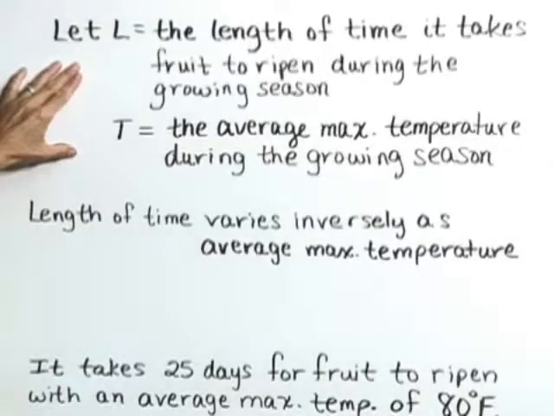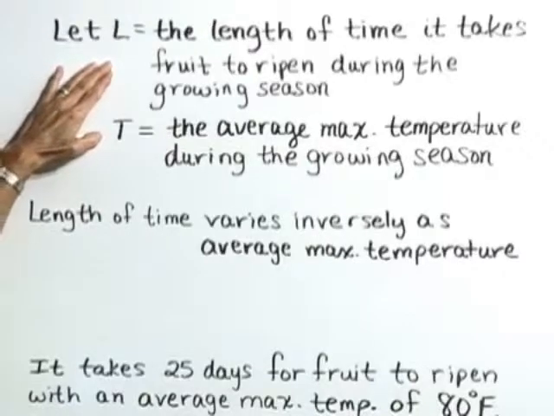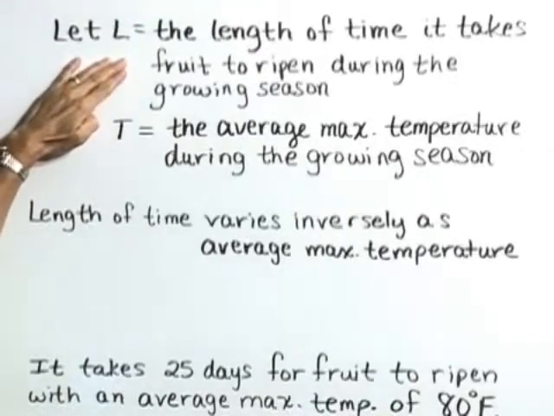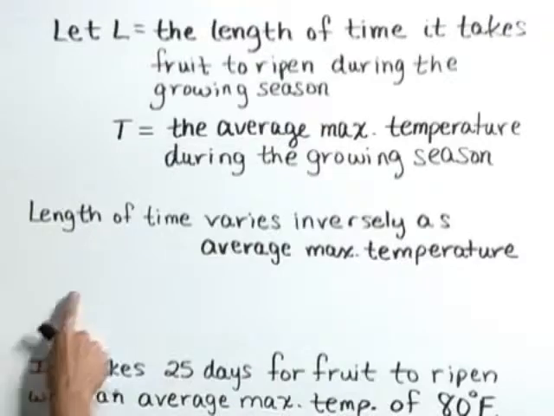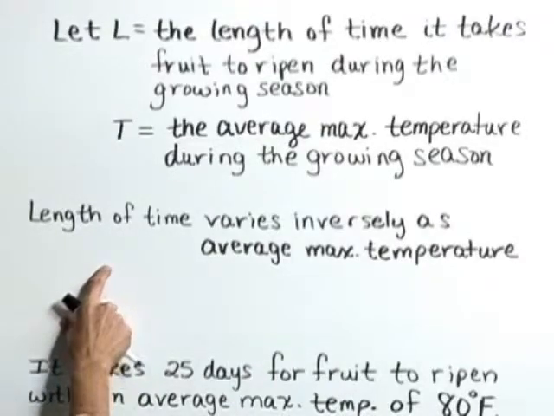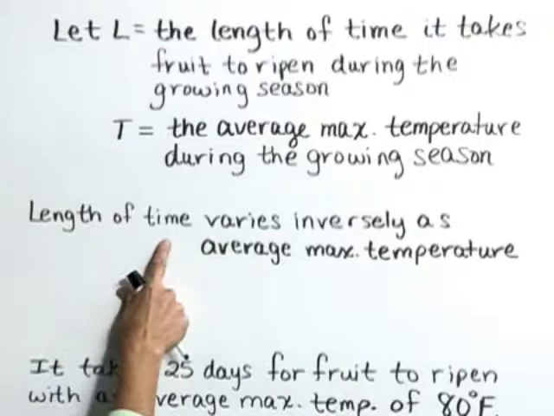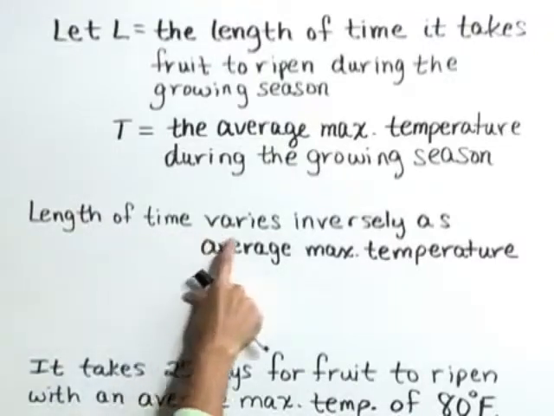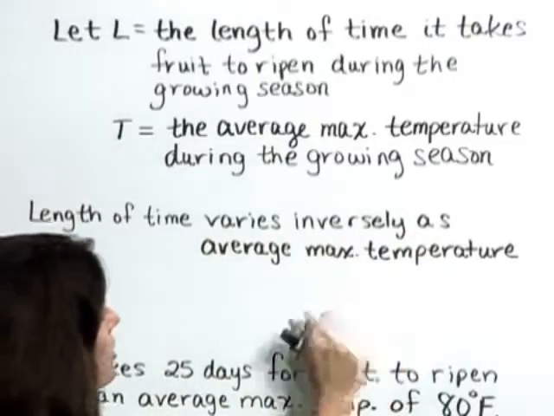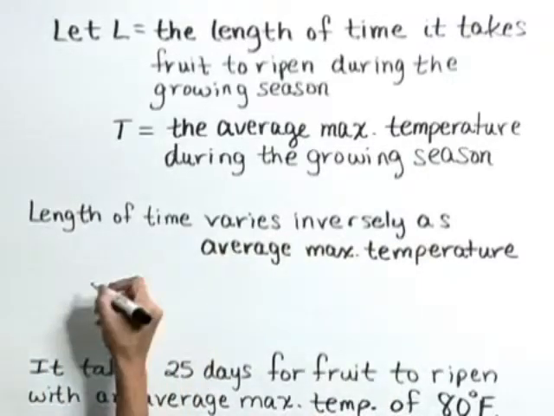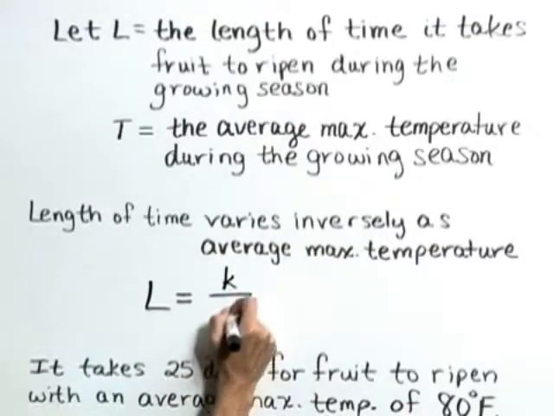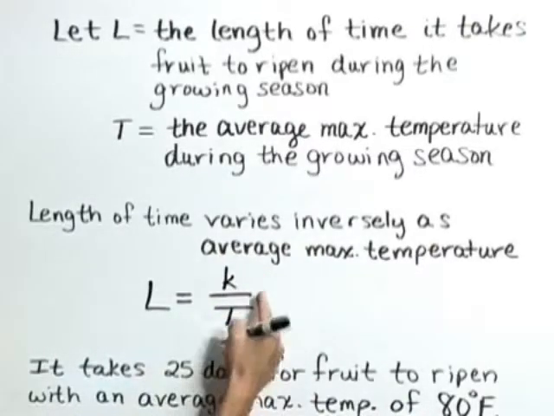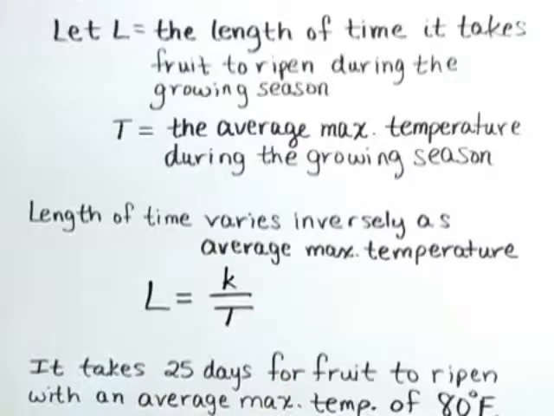So, I've defined some variables here, and I'm going to let L represent the length of time it takes fruit to ripen during the growing season, and I'm going to let T represent the average maximum temperature during the growing season. Now, we're told initially that there's a relationship between these two, and that the length of time, L, varies inversely as the average maximum temperature. So we would correspondingly write L is equal to some constant K over T to represent this inverse relationship.